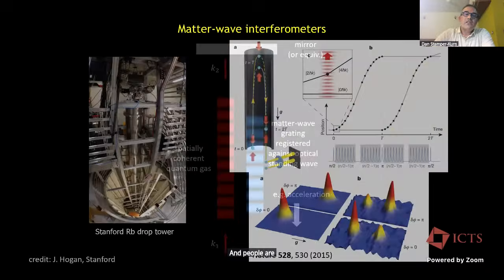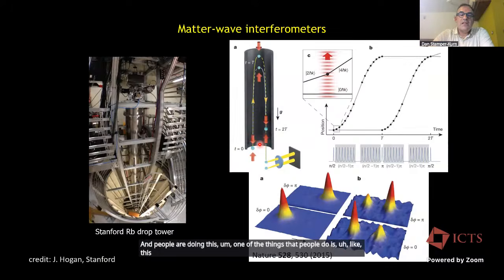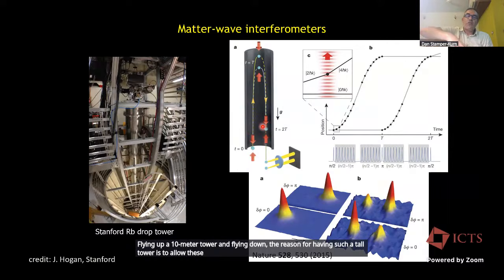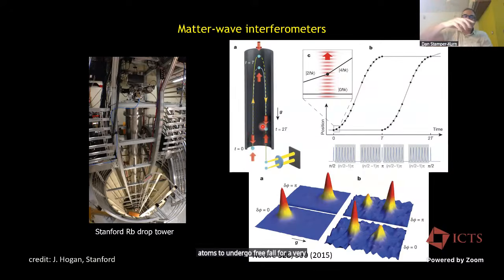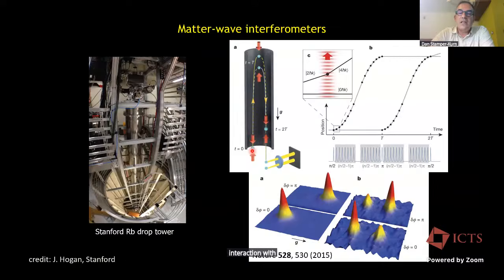And people are doing this. One of the things that people do is this is an experiment at Stanford University. They take a gas of atoms and they launch them, so they split them so there are two different wave packets, and the whole thing is flying up a 10-meter tower and flying down. The reason for having such a tall tower is to allow these atoms to undergo free fall for a very long time, several seconds. And then they go ahead and measure the relative population that are, let's say, moving up or down after a second interaction with these light fields.